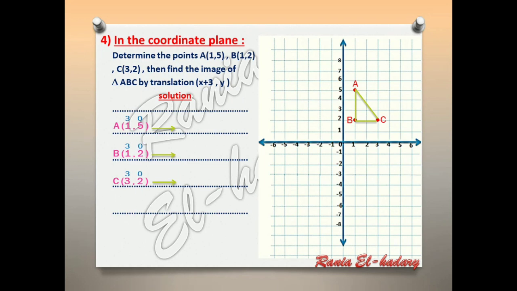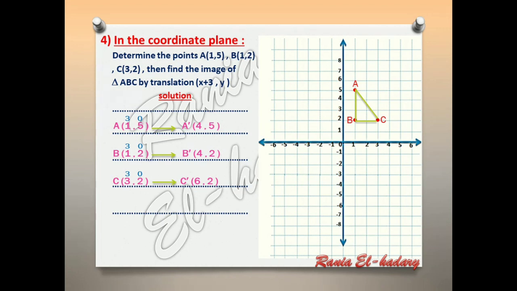The image of A is A dash. So A dash equals what? 3 plus 1 is 4, 0 plus 5 equals 5. So I have A dash equals (4, 5). B dash equals 3 plus 1, 4, and 0 plus 2 equals 2. So (4, 2) is B dash. The last image is C dash. 3 plus 3 is 6, and 0 plus 2 equals 2. I have C dash at (6, 2).